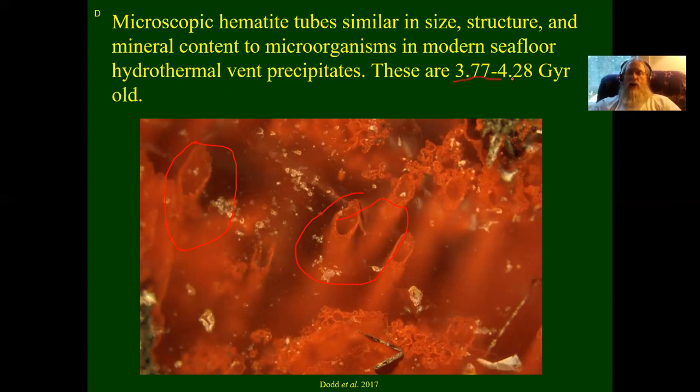But notice the age here. Somewhere between, and I'll round off a little more than what the authors of the original paper did, 3.8 and 4.3 billion years. So this could potentially go back into the time of the heavy bombardment. But this is an indication that we've had life on Earth at least since 3.8 billion years ago.